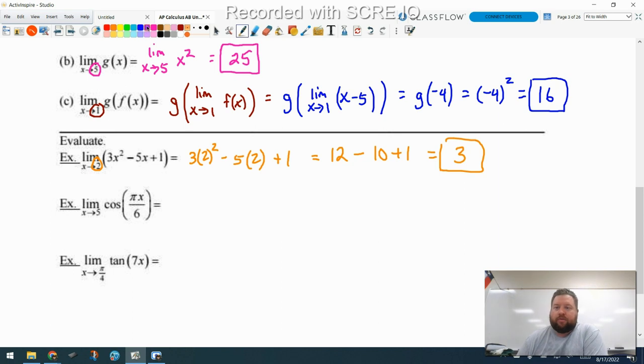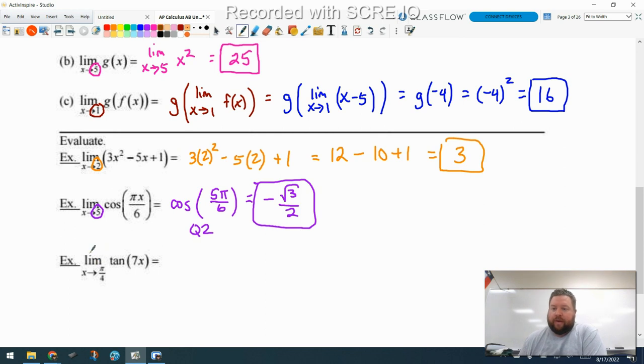All right, this is also a direct substitution, the limit as x approaches 5. So we get cosine of 5 pi over 6. All right, so evaluating this, 5 pi over 6 is in quadrant 2. I know cosine is negative in quadrant 2. And then I know cosine is equal to square root of 3 over 2 at the pi over 6 location. So it's going to be negative square root of 3 over 2.